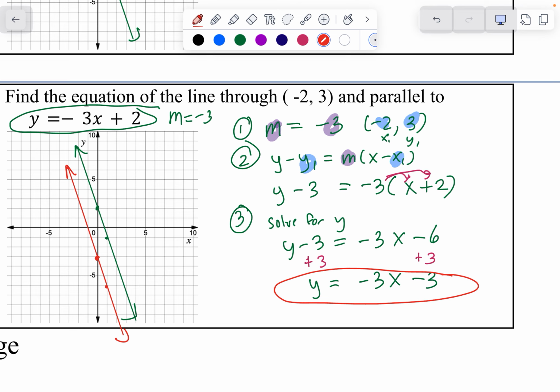It went through the point negative 2, 3. So if we go negative 2 to the left and 3 up, it did go through the point negative 2, 3 like I wanted. It's parallel to the line they told me. So again, the equation and the graph should all go together.